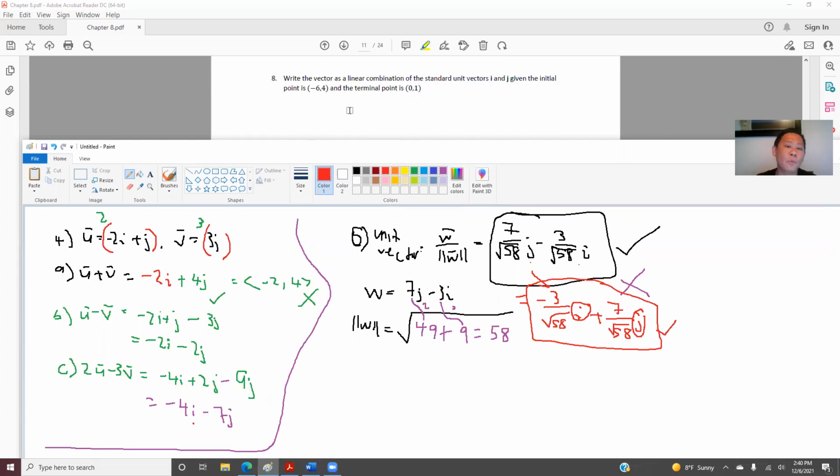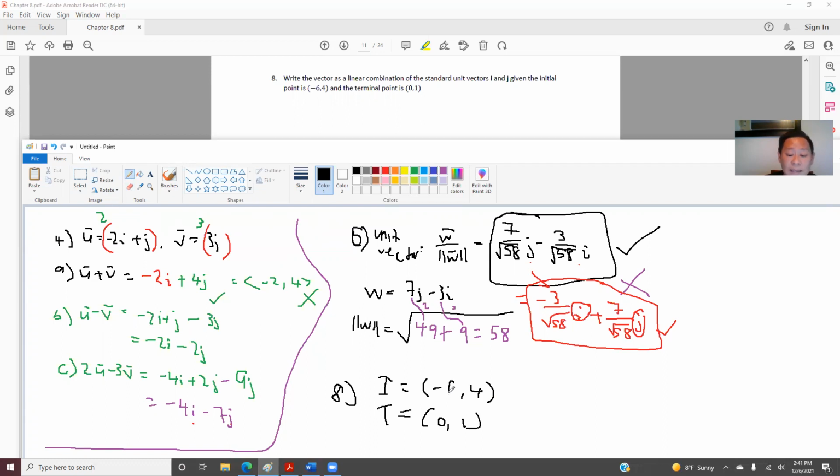So number 8 is asking us to write a linear combination form using these 2 points. Again, the initial point is given by (-6, 4), and the terminal point is given by (0, 1).